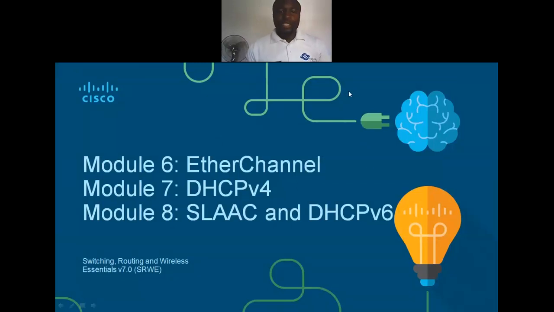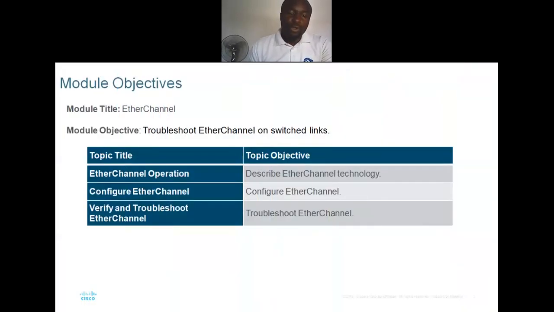We'll be taking module 6, which is EtherChannel, module 7, which is DHCP version 4, module 8, which is DHCP version 6, or SLAAC. We'll talk about each one of them. We'll understand the concepts that have to do with each of these topics, and then we'll try and see if we can configure one or two things.